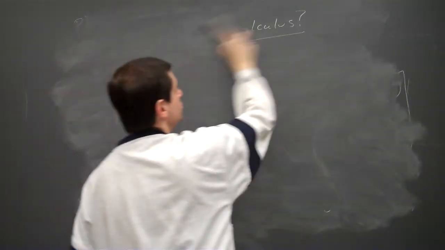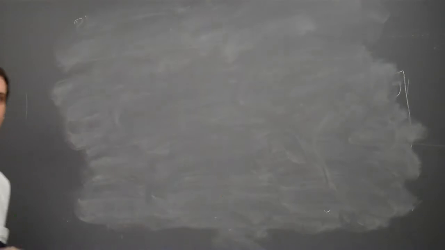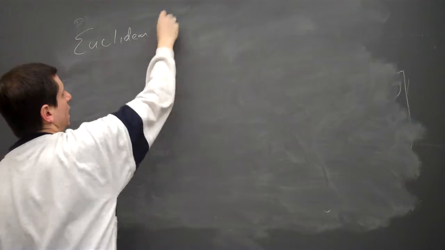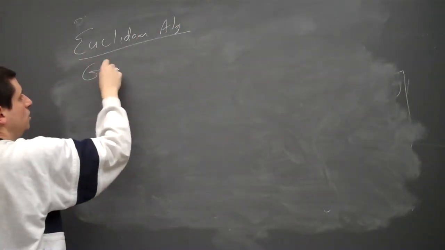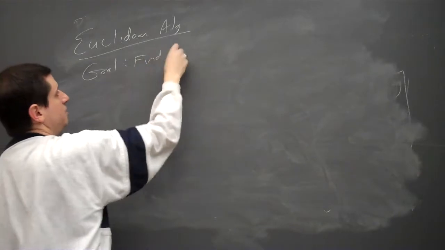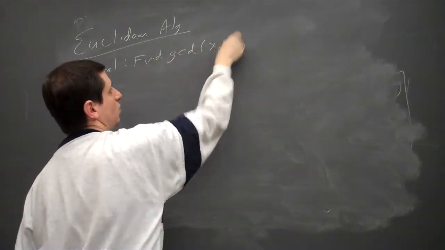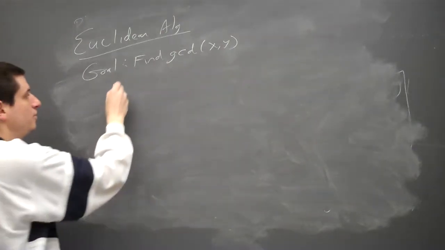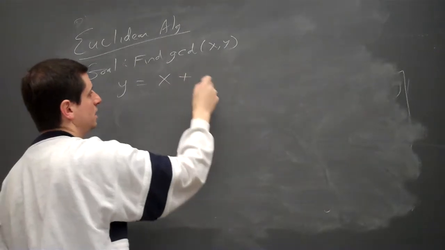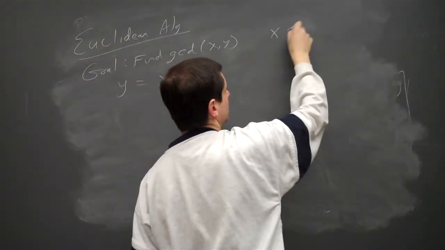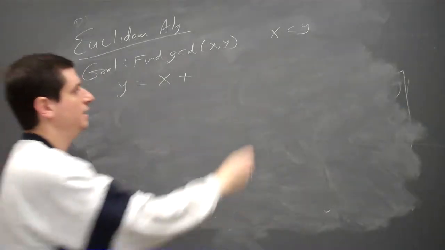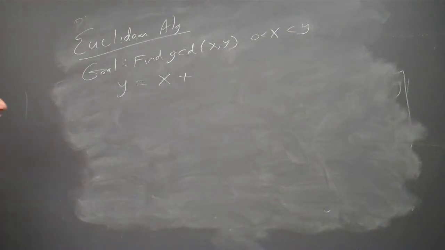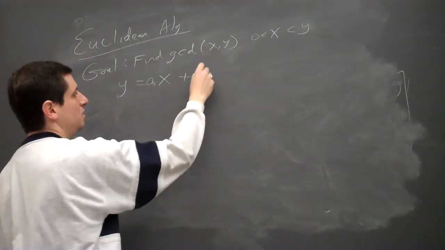It has wonderful applications in cryptography. And so the point of the Euclidean algorithm is to find the GCD of numbers. So the goal is to find the GCD of two numbers x and y. We're going to go as follows. I'll assume x is less than y. If x happens to equal y, this would not be a hard problem. So I'm going to write y as some multiple of x plus a remainder.